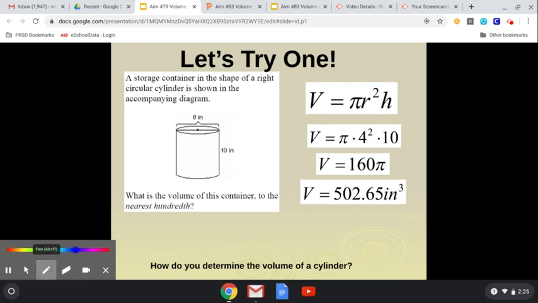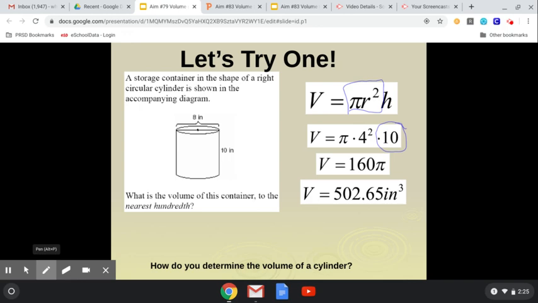But if you notice, when I looked at that picture, I could see that the height of that cylinder was 10 inches. That's where this piece is coming from here. To get the area of the circle on top, I do pi r squared. But the question some of you might be asking is, why did I plug in 4 there, not 8?